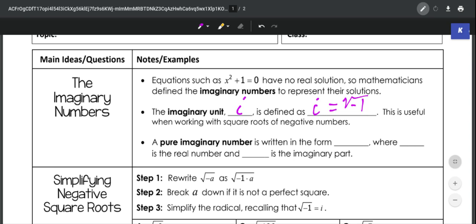When you're writing an imaginary number, say for instance you had the square root of negative 36, the way that you would write that answer is 6i. In general, we use b as a fill-in for our coefficient. So the way that we write an imaginary number is like 6i, or just in general bi, where b is the real number and i is the imaginary part.